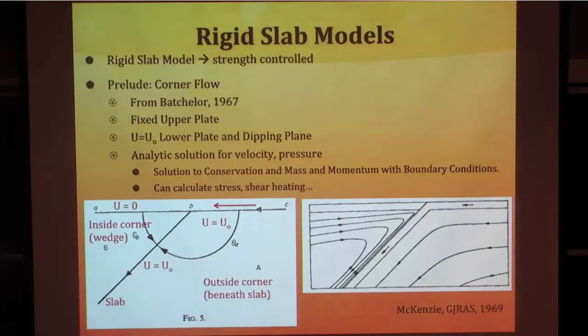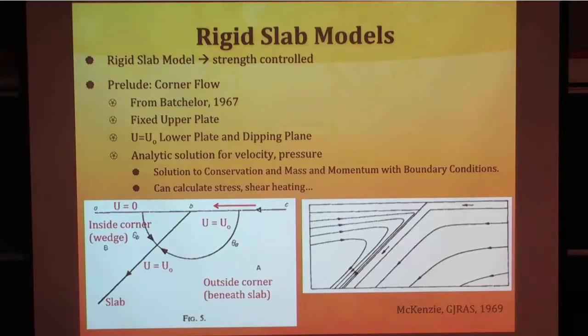All right, and so this is basically all controlled by the fact that it's perfectly rigid. It cannot deform internally. And so before I get to what that model can give us in terms of dynamics, which you might think can't give you anything, but it can. This rigid slab model comes from a calculation of corner flow. This is from Batchelor 1967, which is an engineering application that was adapted by Dan McKenzie in 1969 to study subduction once that was understood.